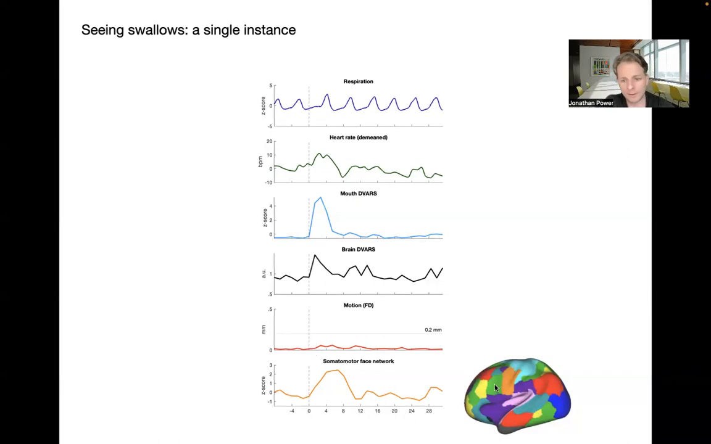And then finally, if I apply something like the Gordon parcellation to the data, I can talk about this orange network here, which I'll just call the somatomotor face network. And if you remember what the evoked bold pattern looked like from a few minutes ago, you won't be surprised to find a big bump in activity between like 4 and 8 seconds, specifically in this orange region.